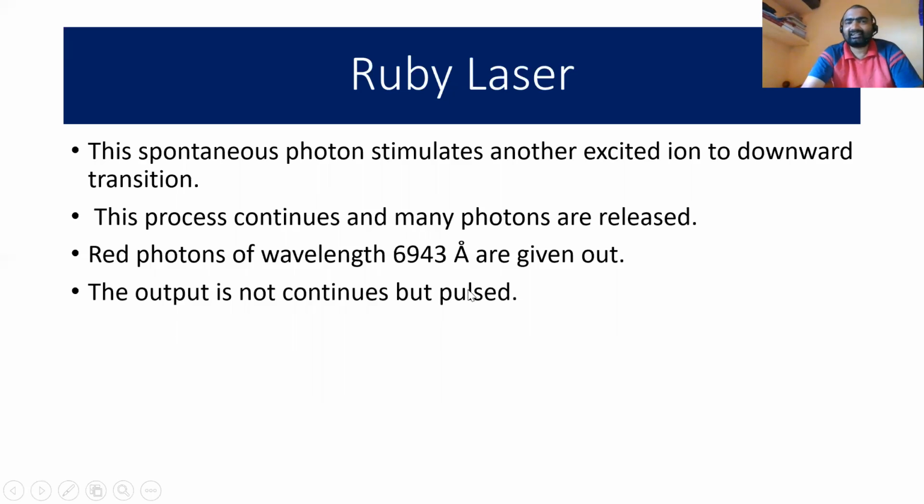So it emits red light of wavelength 6943 angstroms. But the drawback of the ruby laser is that the output is not continuous, but it is a pulsed output. Pulsed output means there is a time gap between one pulse of light and the next pulse of light, that is called pulsed.